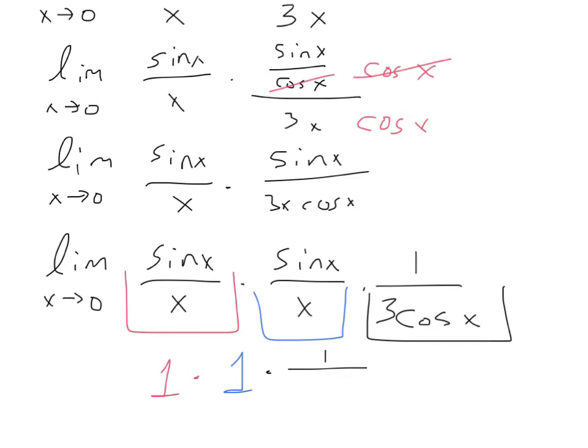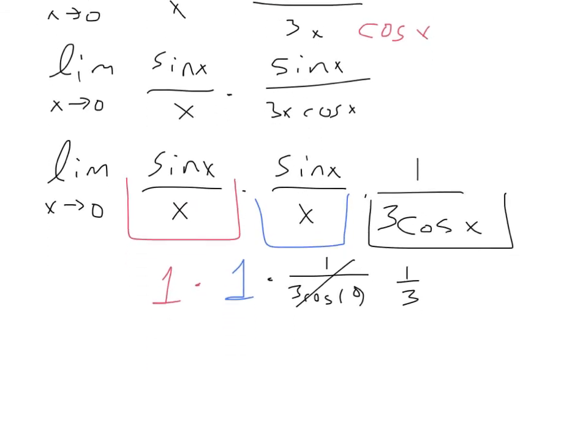I get 1 over 3 times the cosine of 0, and hopefully you remember your unit circle. Cosine of 0 is 1, so this is basically 1/3. So for this limit, I have 1 times 1 times 1/3. Therefore, this trig limit is 1/3.